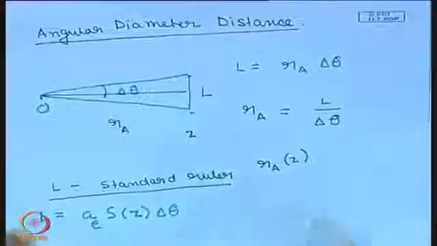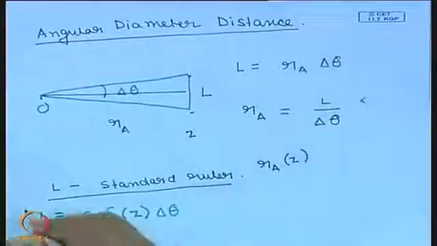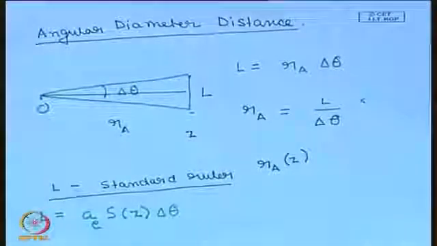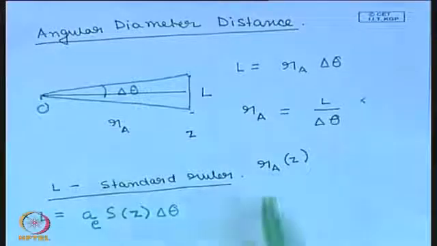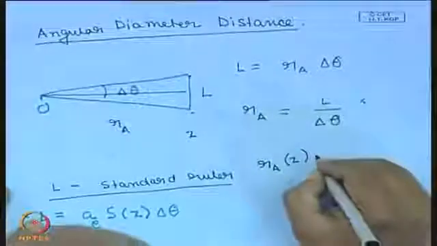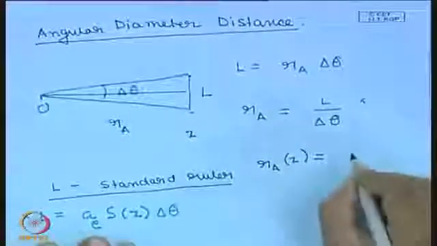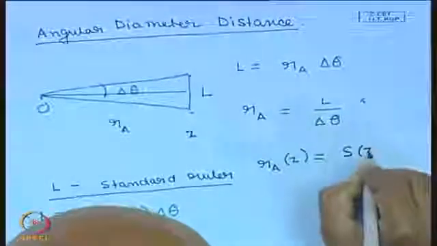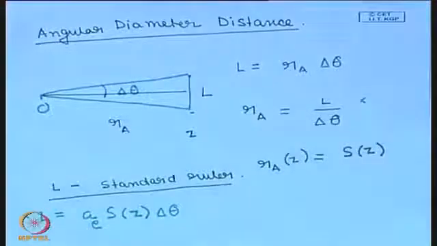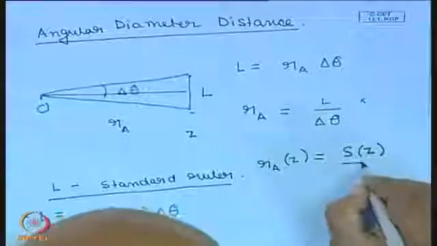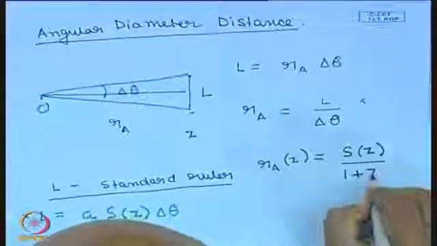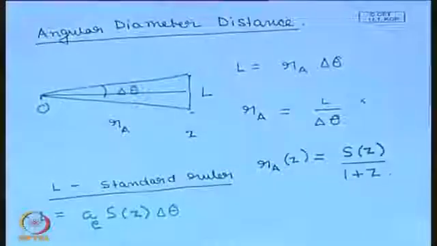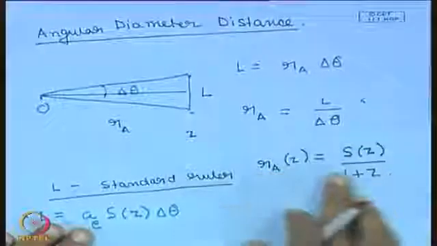All that you have to do is compare this with this, and you see that the angular diameter distance is equal to S of z divided by a emitted, and a emitted we know is 1 plus z. So this is the angular diameter distance, and how it changes with redshift.